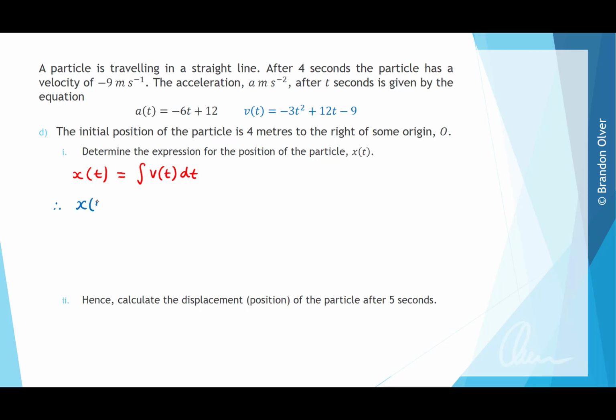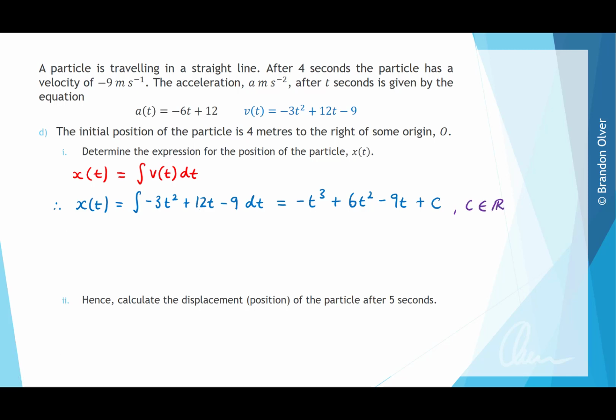Therefore, x of t is equal to the integral, and our velocity was minus 3t squared plus 12t minus 9 dt. And we did this in the previous part of this question where we added 1 to the power to get minus 3t cubed divided by 3 just gives minus t cubed, plus 12t squared over 2, which is plus 6t squared, minus 9t, and this time we're going to add on the constant of integration, where that c is an element of the real number set.